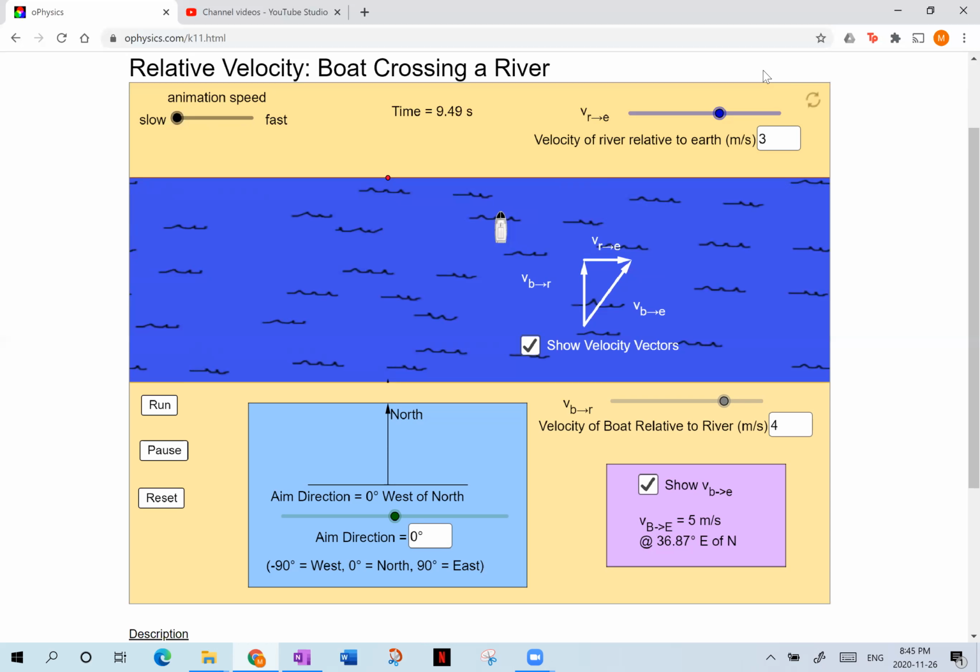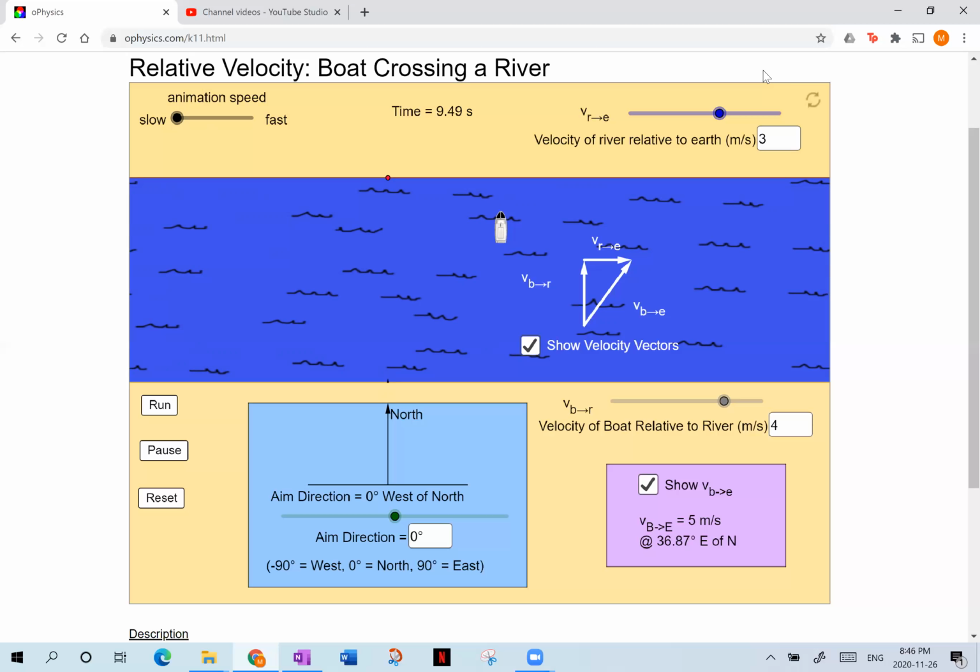There's a little triangle in the picture showing the boat's velocity relative to the river. It's pointing straight up. Then there's the river's velocity relative to the earth, which is the current itself. And the resultant velocity is the sum of those two velocities. So the boat points north and has a certain velocity relative to the water, but the water itself is moving, carrying the boat downstream.